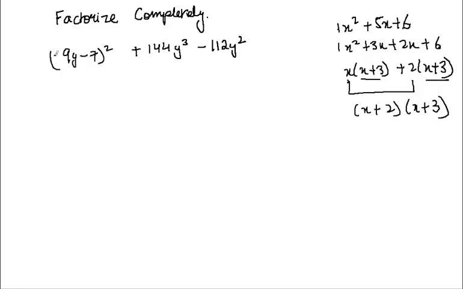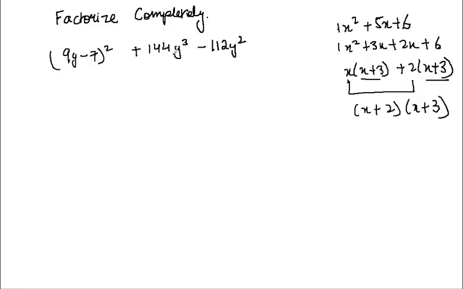First, this bracket is already a bracket, so let's not expand that. Let's try to work on this. In this case, we have to look for common factors of 144 and 112. There are many. If we start with 2, 2 times 72 is 144, 2 times 56 is 112.